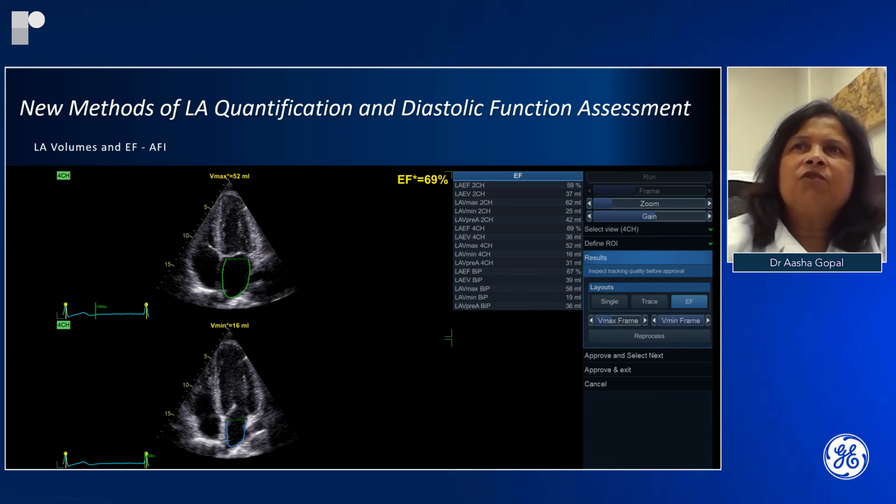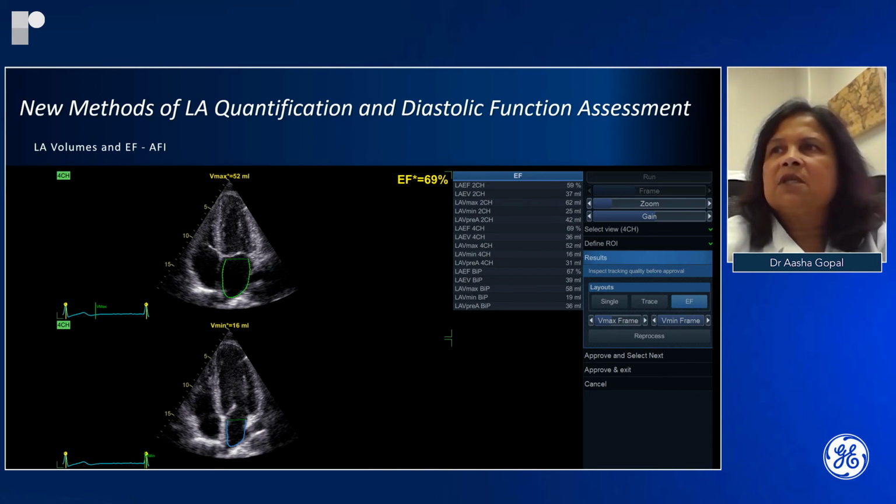Now, just as we previously saw strain data being derived from volumetric data using 4D LAQ, we see here that volumetric data can automatically be generated from AFI or speckle tracking in a phasic fashion. That's what we see here.